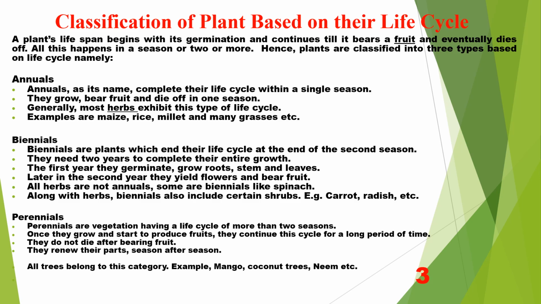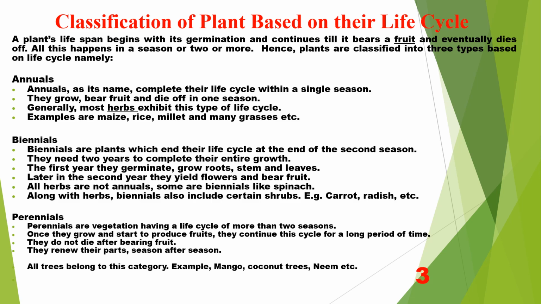The first year, they germinate, grow roots, stem, and leaves. This means that in the first year, they do their vegetative growth. When we say vegetative growth, that means growth of the parts of the plant which do not have direct linkage to reproduction, sexual reproduction. That means body growth. That is what we call vegetative growth. Growth of the roots, the stem, and the leaves are all vegetative growth.